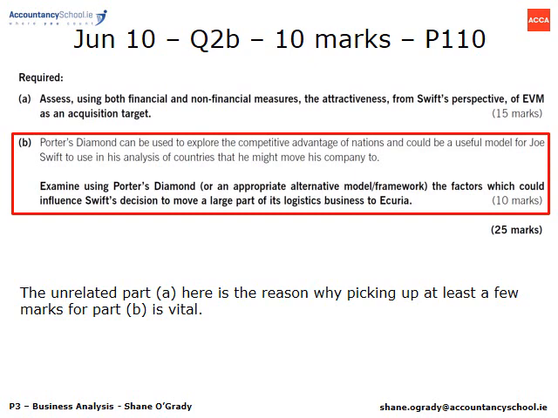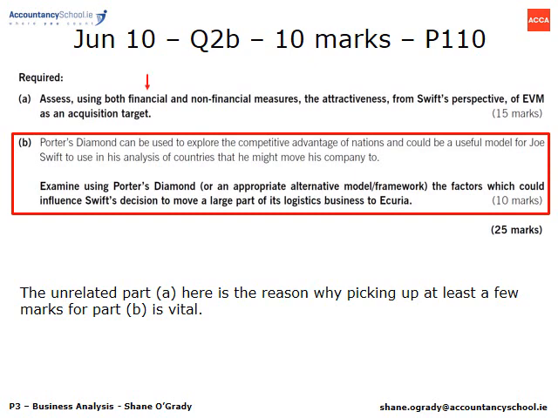Now, I know that sounds a little bit weird, but think of it this way. The reason that you should have known something about Porter's Diamond and at least be able to attempt the 10 marker here is not with the hope of scoring highly on the 10 marker. It's with the hope that you could have scored enough on the 10 marker to give you permission to do the 15 marker. Okay, so let's just explore that a bit more.